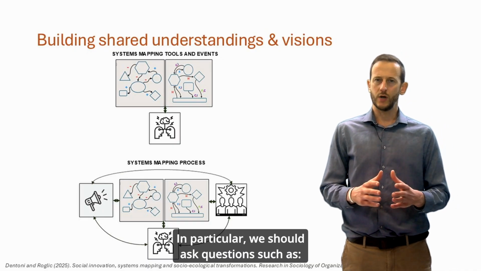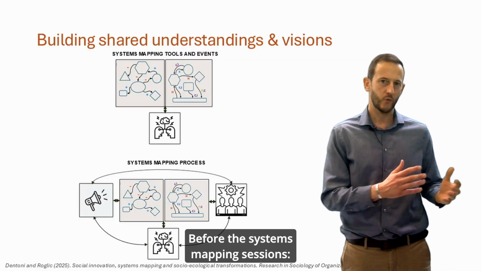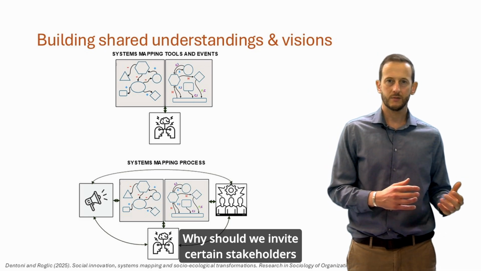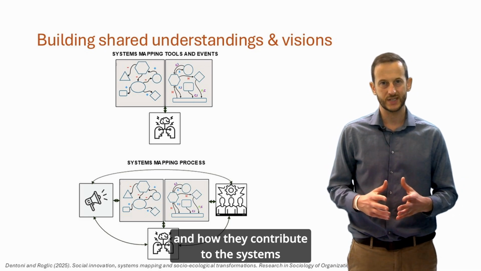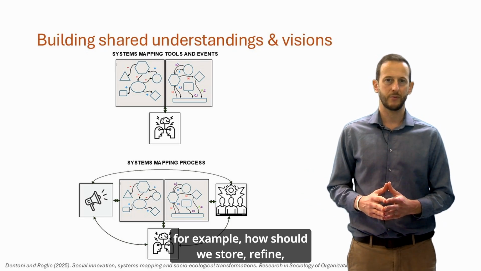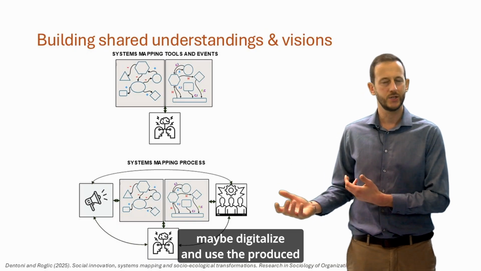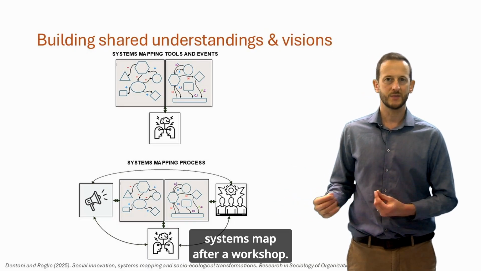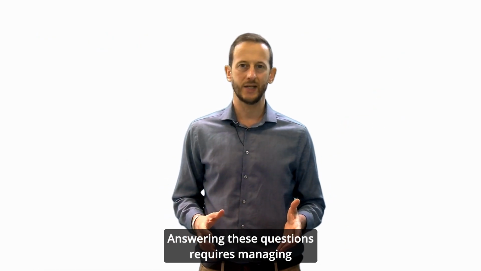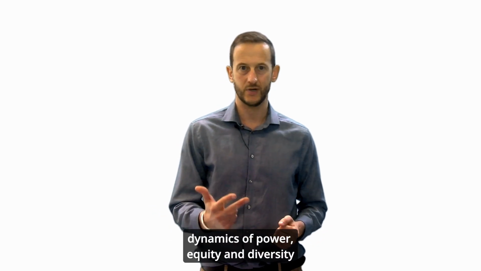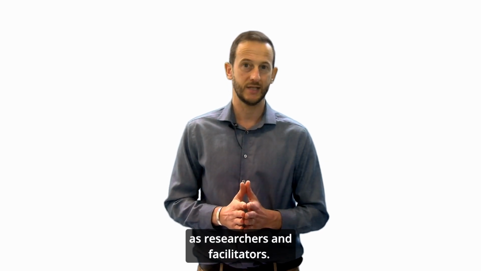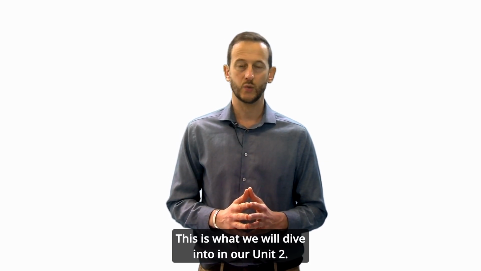In particular, we should ask questions such as, before the systems mapping sessions, why should we invite certain stakeholders and how do they contribute to the systems mapping table? How should we invite them? And also after the workshops, for example, how should we store, refine, maybe digitalize and use the produced systems map after a workshop? Answering these questions requires managing dynamics of power, equity, and diversity among actors, and recognizing our own bias as researchers and facilitators. This is what we will dive into in our Unit 2.